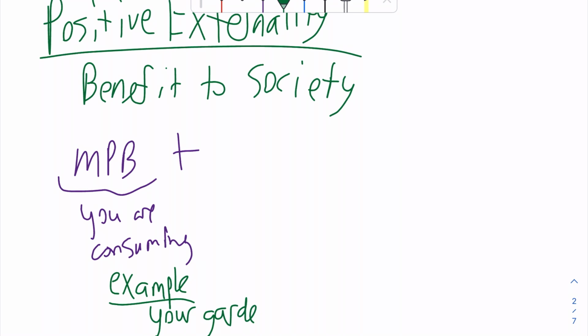Okay. Now here's the deal. Do other people like looking at your garden? Like your neighbors or maybe your society? They like looking at your garden. Are they benefiting from your garden? Yes. It could make them happy by looking at it. So this would be what is called your marginal external benefits.